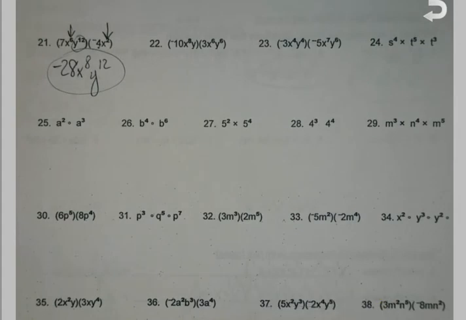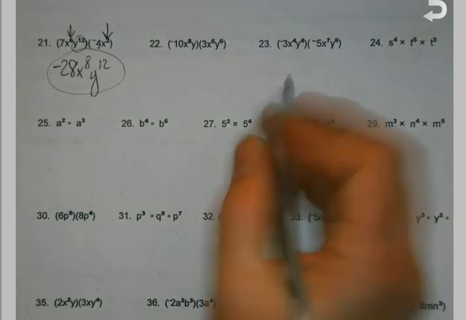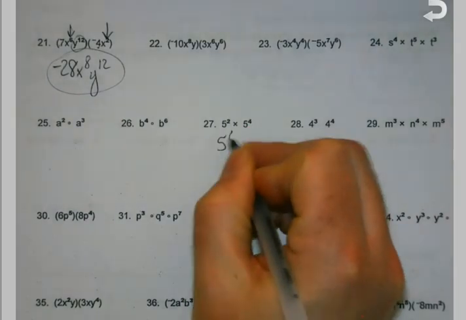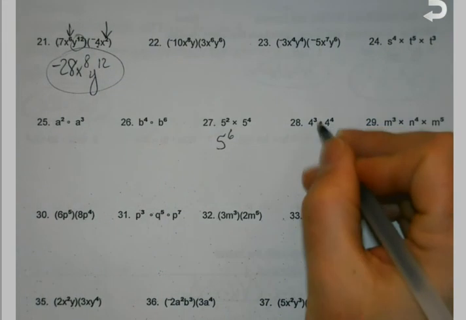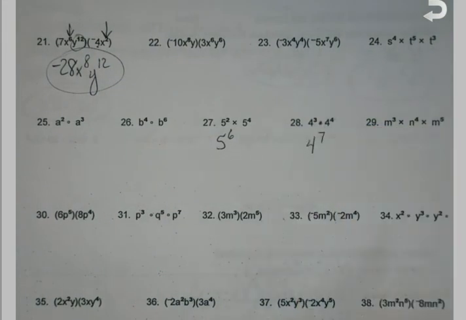And the rules even apply if your base is a number. So for instance, if I get down to like number 27, still just add them up. 2 plus 4 makes it 5 to the 6th. I'm good. 3 plus 4 is 4 to the 7th. I'm good. So that's all I'm doing on any of these.